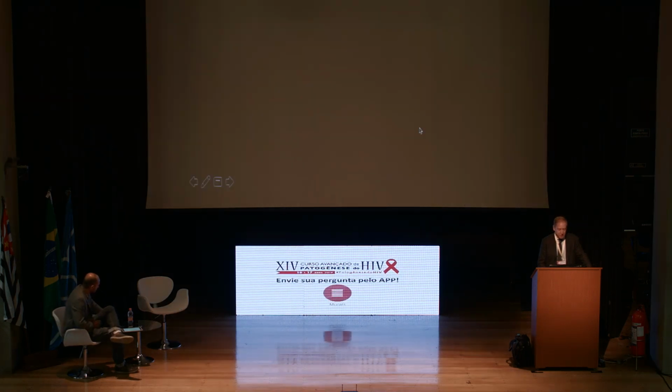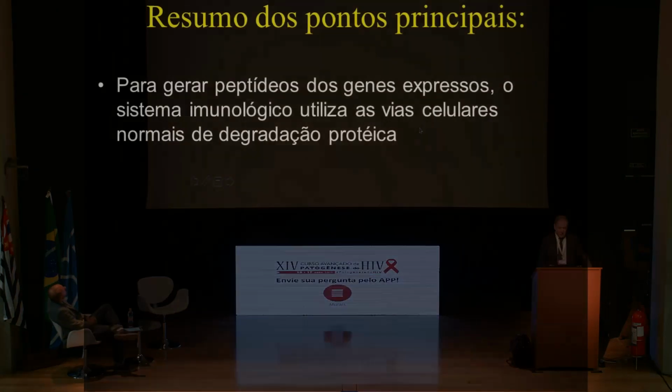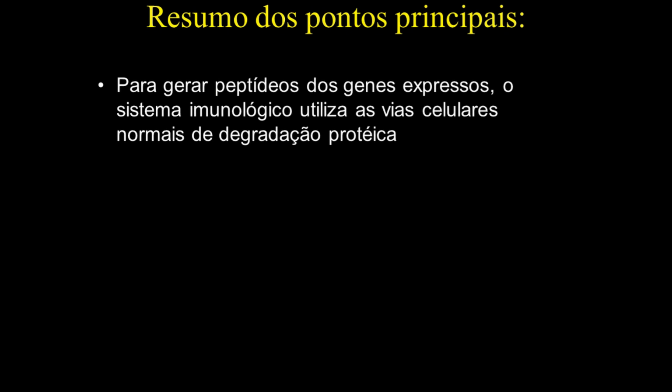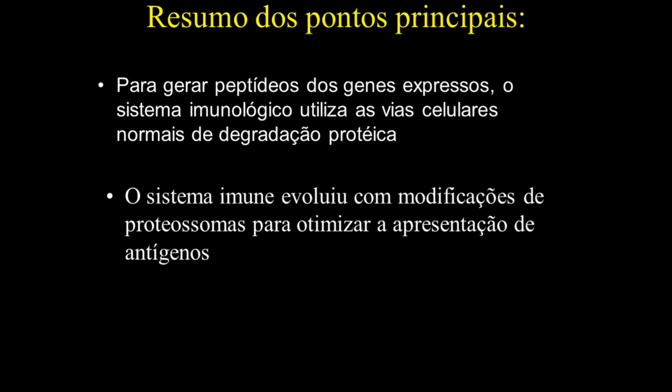And we know the system is important for responses. So key points here. In order to generate the peptides from the expressed genes, the immune system utilizes this normal system of protein degradation. The system also evolved these modifications of proteasomes to optimize the presentation of antigens. Okay. So we've gone now from having an expressed gene into a peptide, and now that peptide has to get to the class 1 molecule so it can bind and get displayed.